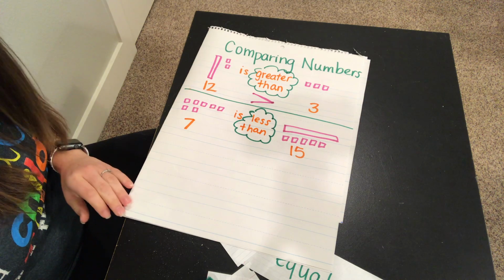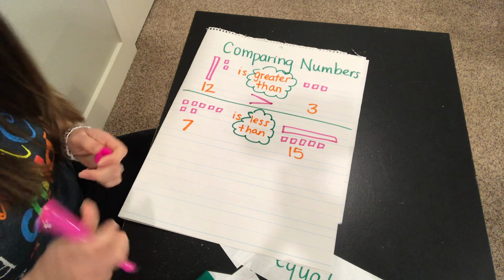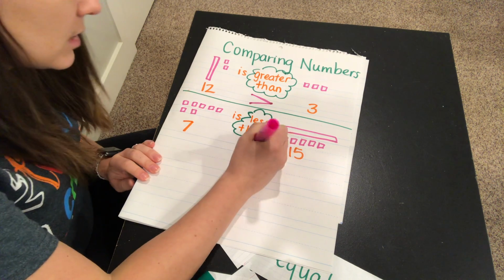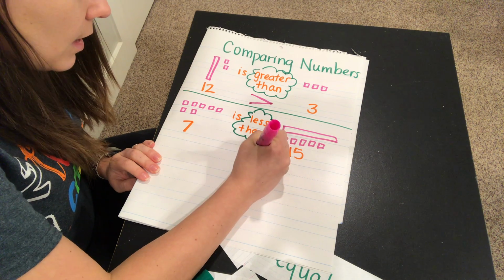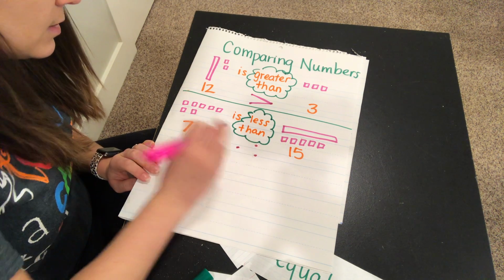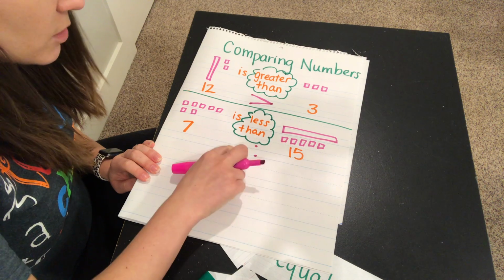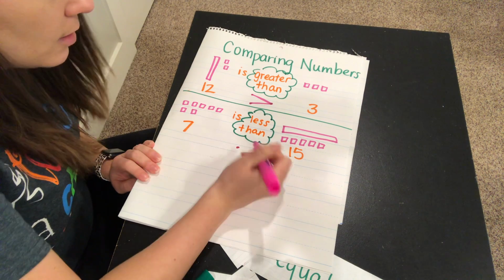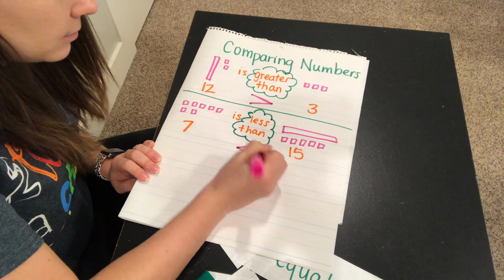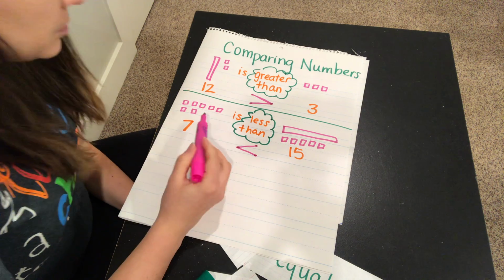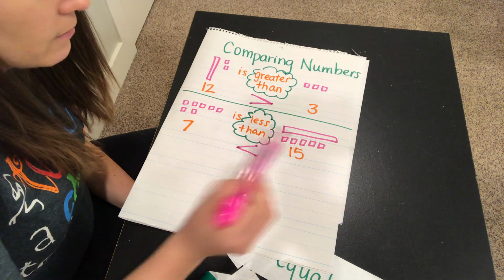If I'm using the symbol, the less than symbol, remember you put 2 dots next to the largest number and the smaller number gets 1 dot. 7 is smaller than 15, so we only have 1 on the 7 side. Connect your dots and you have the correct symbol. 7 is less than 15.